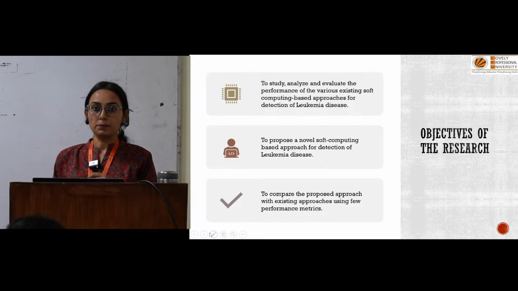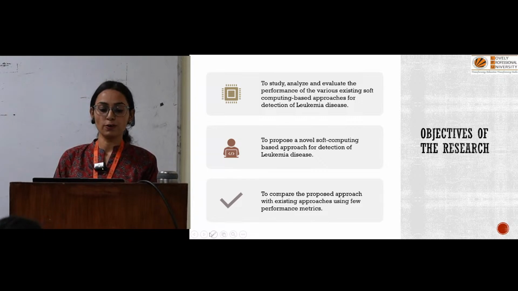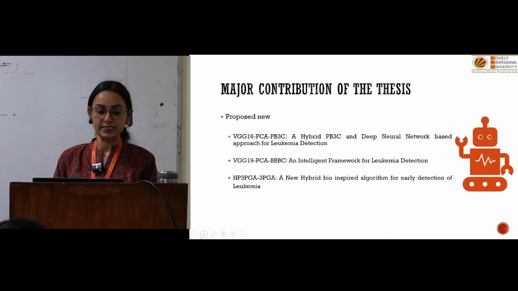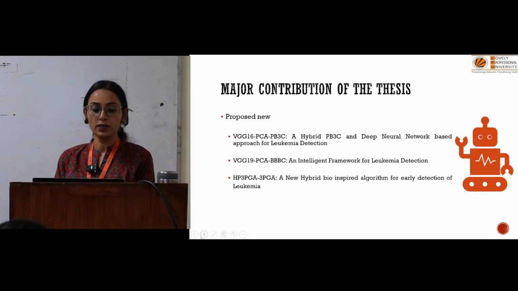To accomplish these three objectives, the major contributions of this thesis: firstly, I have proposed one approach, VGG16, PCA and PB3C. Secondly, I proposed another approach, VGG19, PCA and PB3C. And third is a hybrid parallel 3-parent genetic algorithm. And what is the difference between VGG16 and 19? It comes in terms of the layers. In case of VGG16 we have 13 convolution layers, whereas in case of VGG19 we have a total of 16 convolution layers. When the convolution layers are more, they fetch more intrinsic features, deeper features.